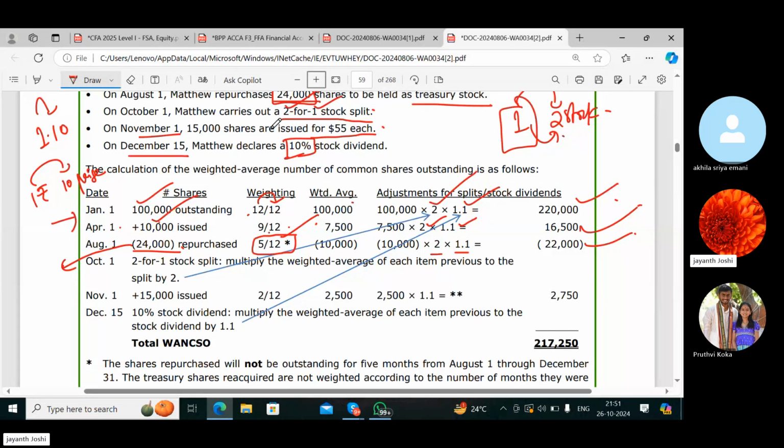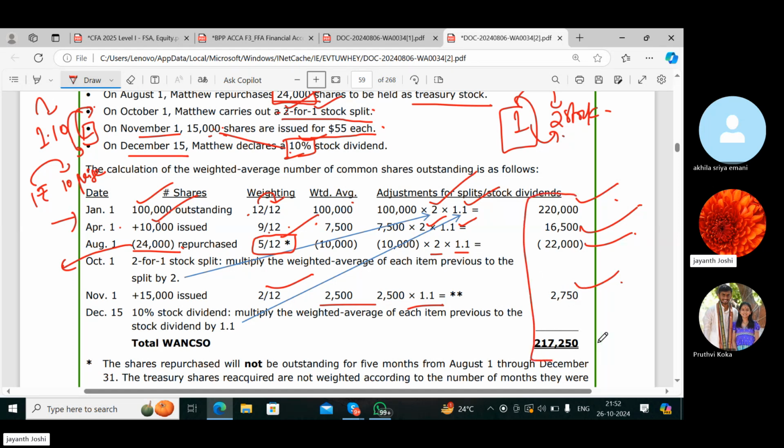Then 15,000 shares on November 1st were issued, and those are outstanding for 2 months out of 12 months. So we have calculated, and we will give only stock dividend treatment here, because the 15,000 shares which were issued on November 1st are after the stock split date. So after this event, they have issued the shares. So the split will not be applicable to this, but it will be applicable to the earlier ones. Why? Because we give retrospective effect. For retrospective, from the beginning we have to come. This itself is like before this beginning. Okay. So 1.1 here and 2,750 is your weighted average number of common shares which are outstanding.